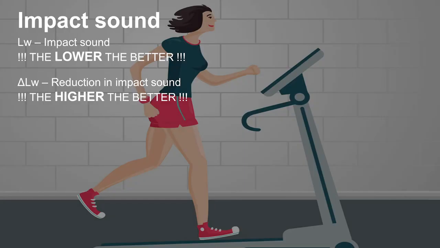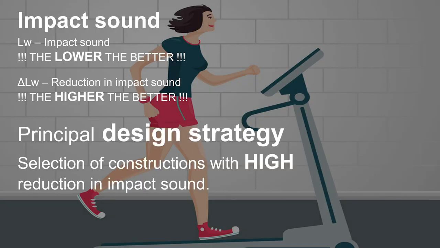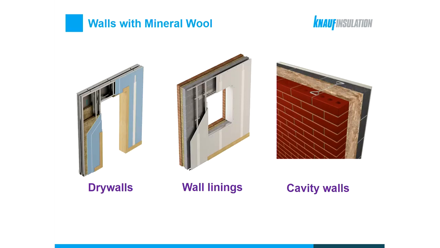So impact sound and reduction in impact sound are therefore two very similar things which usually cause a lot of confusion in the design. But what's very important to remember is the lower the impact sound, the better it is. The higher the reduction in impact sound, the better. And the principal design strategy will include the selection of separating constructions of floors and ceilings having a high reduction in impact sound.